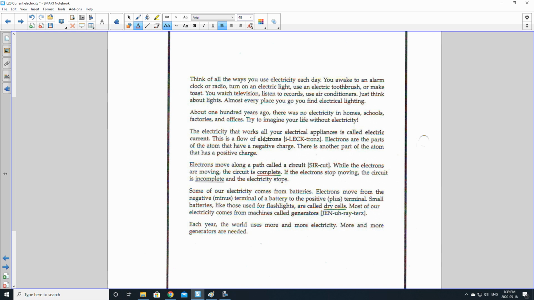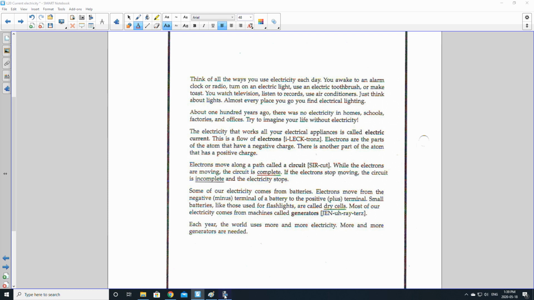The electricity that works all your electrical appliances is called electric current. This is a flow of electrons. Electrons flow in a path, and then it actually creates the current electricity. Electrons are the parts of the atoms that have a negative charge. There is another part of the atom that has a positive charge. Electrons move along a path called a circuit. So everyone say circuit. While the electrons are moving, the circuit is complete. So if electrons are moving, then the circuit is complete.